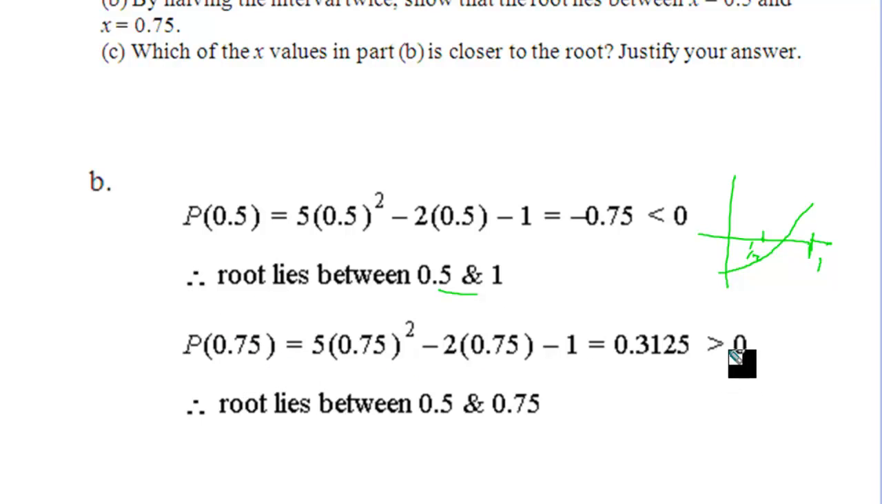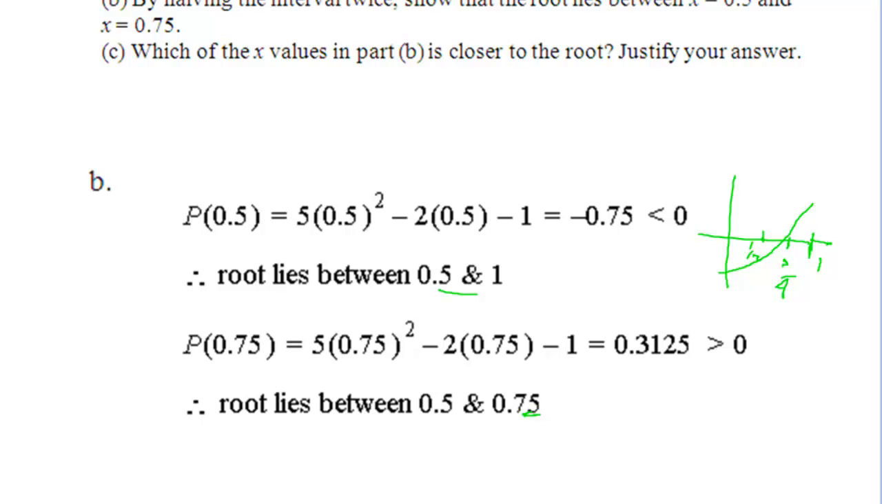Sub that in, we get it being greater than 0, which means that when we take the 0.75, the 3/4, it means that's positive. So it must lie between a half and 3/4. So we've narrowed our distance. We're starting to get to 2 decimal accuracy in how small our interval is. And we can just keep doing that.